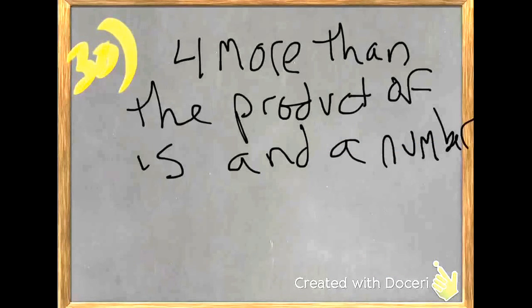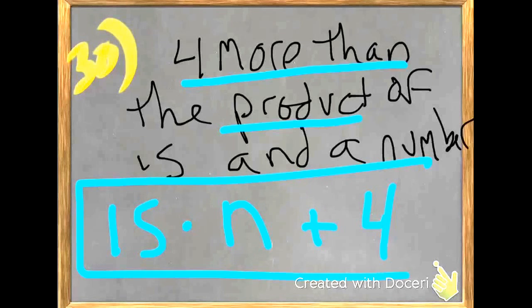All right, 4 more than means that we're adding 4 to something. Product is the answer when we multiply, so I know I'm multiplying something. And I'm multiplying 15 and a number. So 15n plus 4.